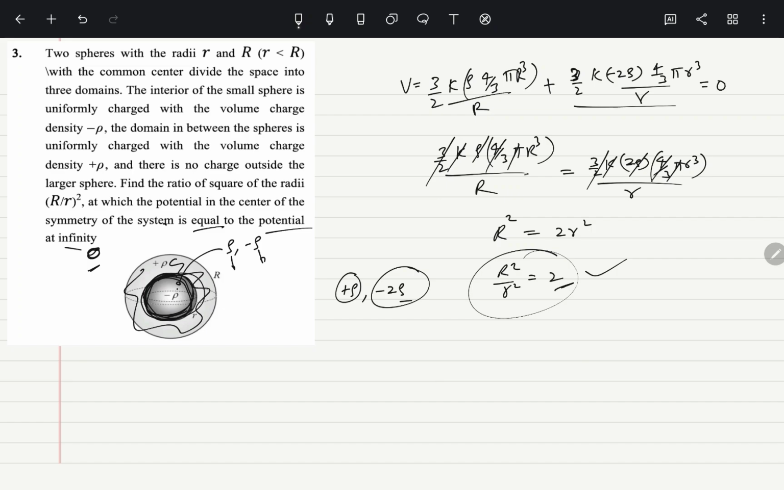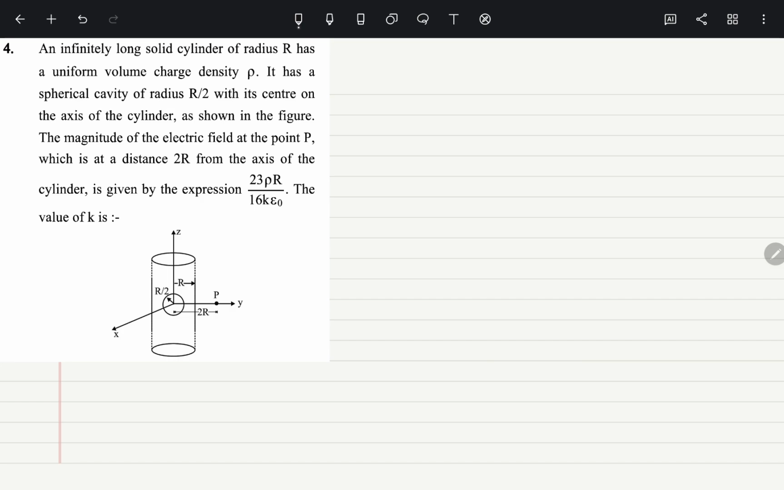Hope you understood. Let's move to the next question. Question number 4. An infinitely long solid cylinder of radius r has uniform charge density rho. It has a spherical cavity of radius r by 2, with its center on the axis of the cylinder, as shown. The magnitude at point P, which is at a distance 2r, is to be found.